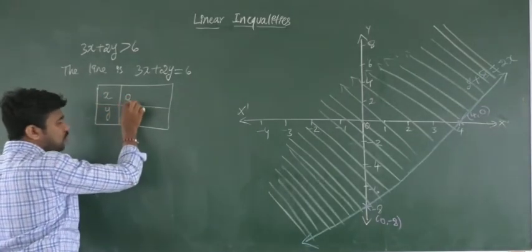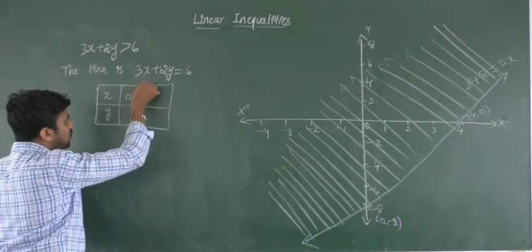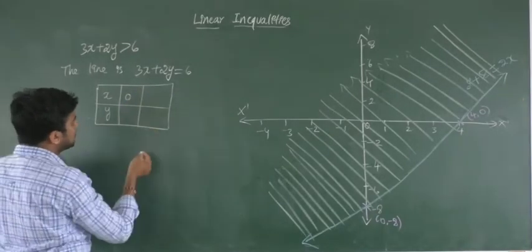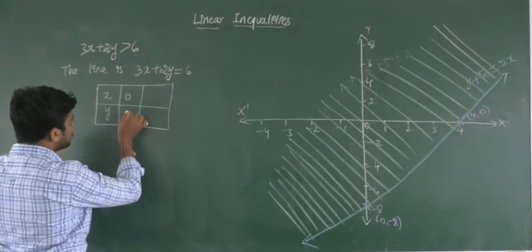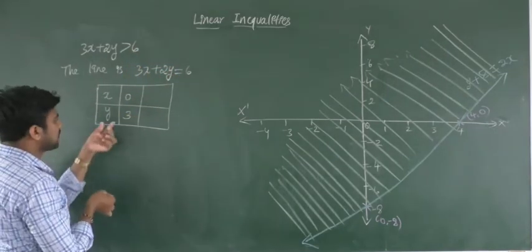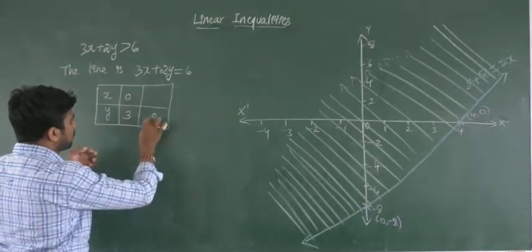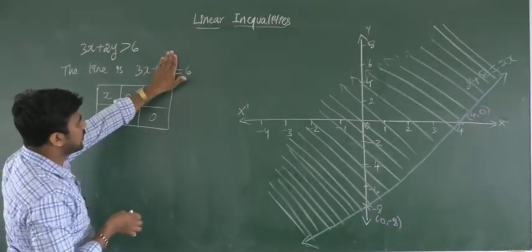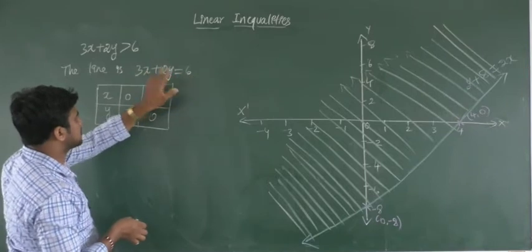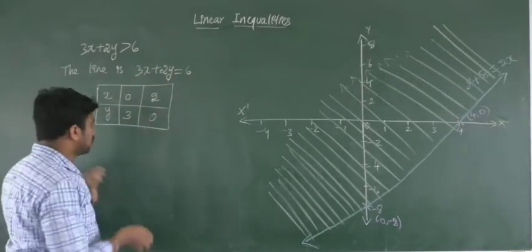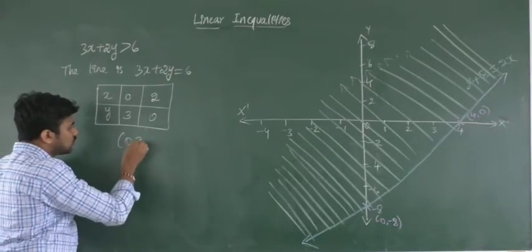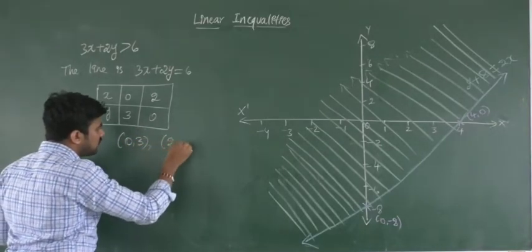Consider the point where the x coordinate is 0. Then what y will we get here? This term vanishes. 2y is equal to 6, y is equal to 3, isn't it? Similarly, if y is equal to 0, what x will we get? This term vanishes. 3x is equal to 6, x is equal to 6 by 3, it is nothing but 2. So the points are (0, 3) and (2, 0).